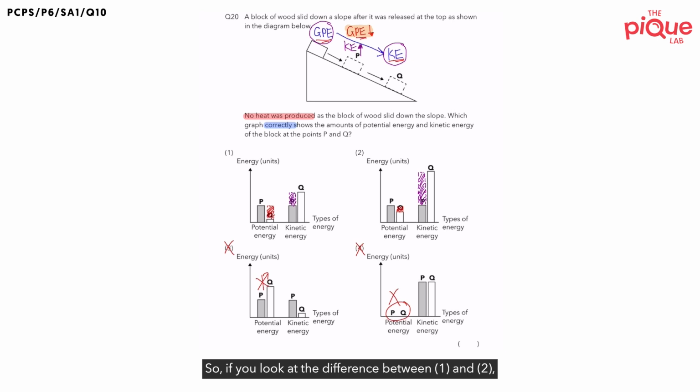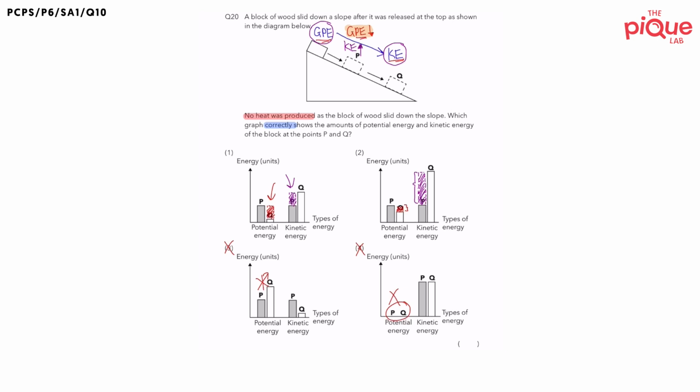So if you look at the difference between 1 and 2, what is the difference that you observe here? You can see that for option 1, the decrease in the potential energy and the increase in the kinetic energy, they are very similar. But what about option 2? For option 2, the decrease in the potential energy was only this much. But then, what was the increase in the kinetic energy? The increase was this much.